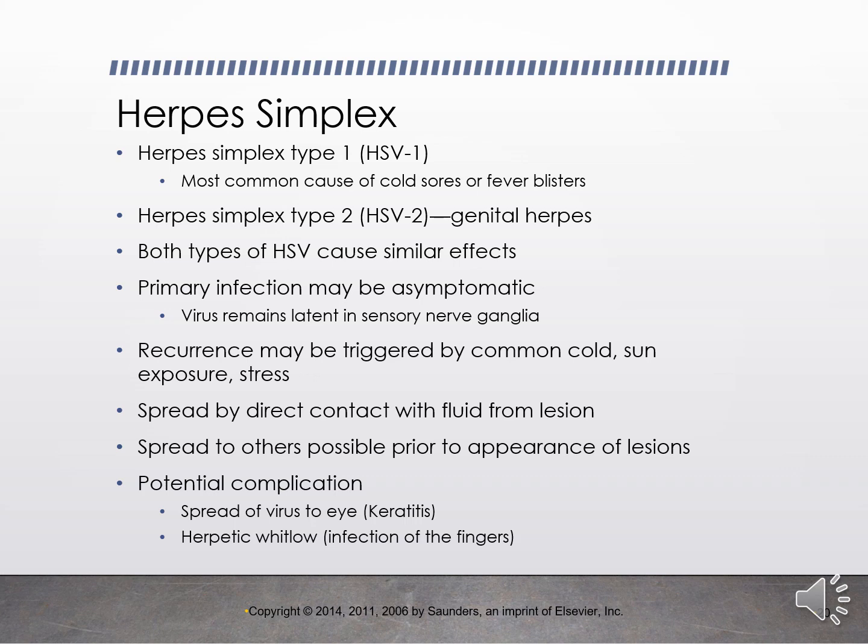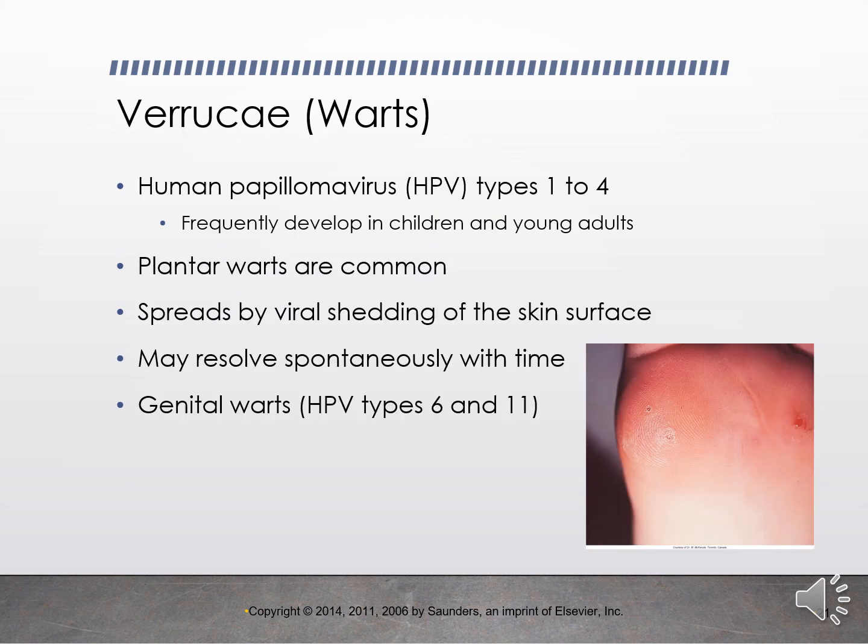So a lot of times, it is suppressed, and then if there's extra stress on the body or something like that, it can cause that flare up. And then warts. These are caused by a different type of HPV. They're spread through cracks in the skin. Genital warts are spread by sexual contact. They are typically developed in kids and young adults. They're annoying but pretty harmless.